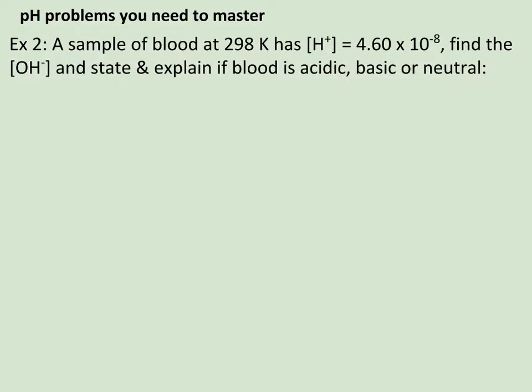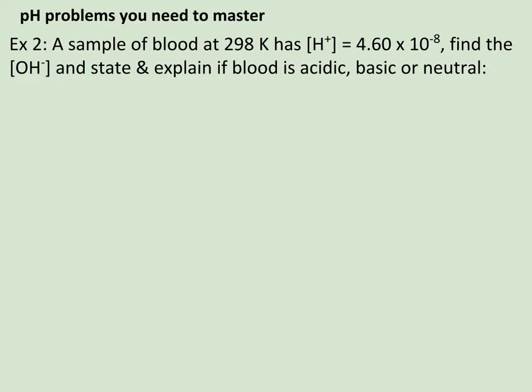In my second problem, I've got my sample of blood again at 298, still has an H plus of 4.60 times 10 to the minus 8, but now I want to know what is the OH minus concentration. Well, since I know that H plus times OH minus is equal to a constant of 1.0 times 10 to the minus 14th, I can plug in the 4.60 times 10 to the minus 8th for my H plus. I guess I don't need the bracket on that because that is the concentration, times the OH minus, and this should be equal to 1 times 10 to the minus 14th.